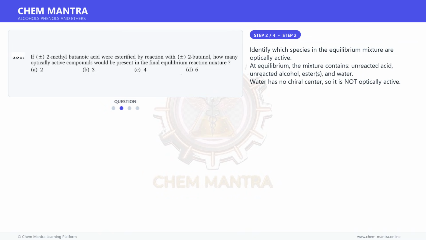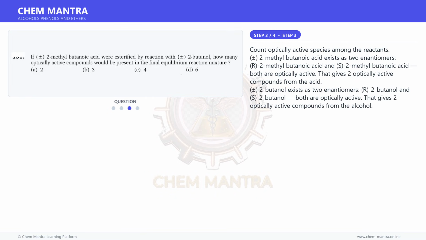Identify which species in the equilibrium mixture are optically active. At equilibrium, the mixture contains unreacted acid, unreacted alcohol, esters, and water. Water has no chiral center, so it is not optically active. Moving on to the next step.